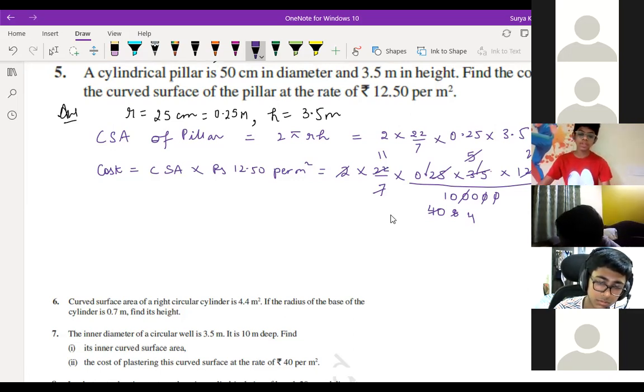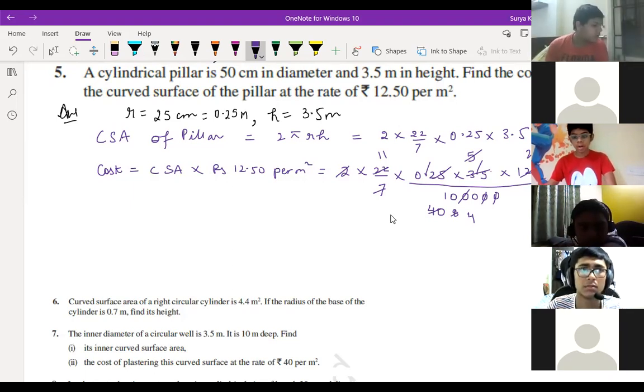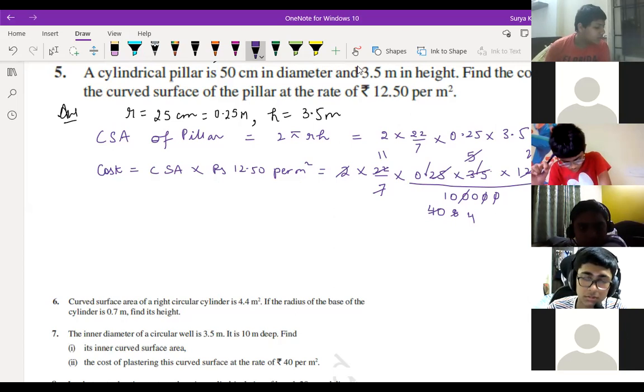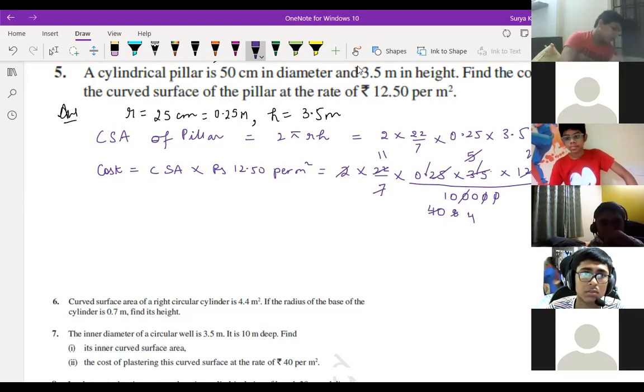Sir, we can also first find the CSA and multiply with the cost, right? Yeah, that only we did here. Sir, I first found the CSA of the pillar, then I multiplied with 12.5. Sir, I did the same thing. I got the CSA as 5.5 meters square and then I multiplied it by 12.50. What answer have they given? Sir, I'm getting 68.75. 68.75, right? Okay, then I'll do the calculation. Okay, this is the answer given at the back, children.